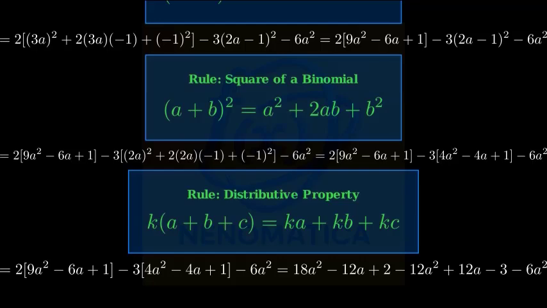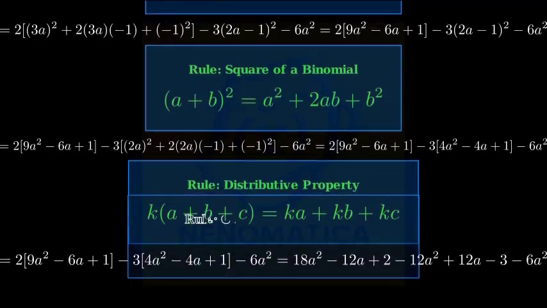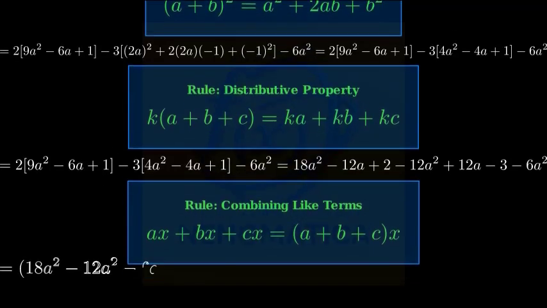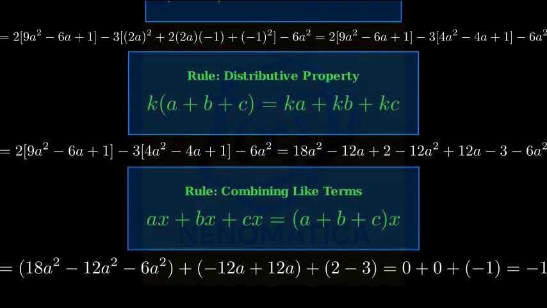Now, let's group similar terms and simplify. We'll group all the a squared terms together, all the a terms together, and all the constant terms together. We have 18a squared minus 12a squared minus 6a squared. That's 0a squared. Then we have negative 12a plus 12a, which is 0a. Finally, we have 2 minus 3, which is negative 1. Therefore, the final result of the second expression is negative 1.